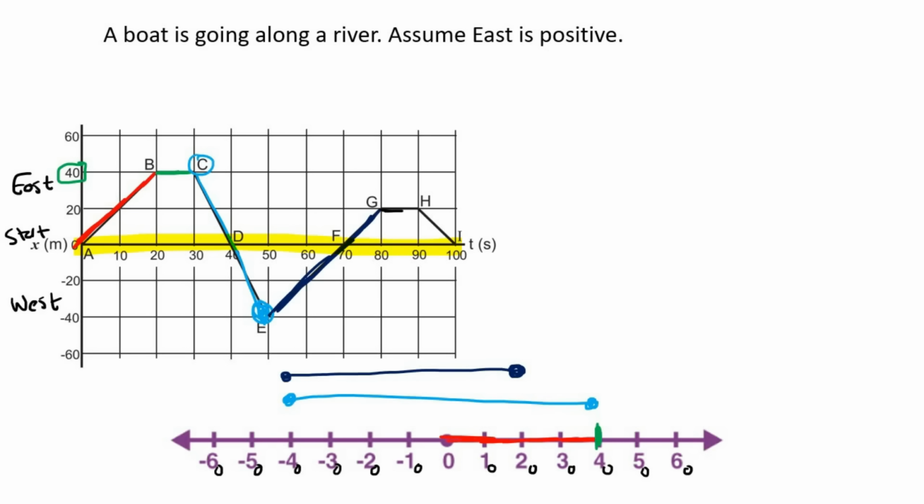Then from 80 to 90, we're just staying at the 20 mark, so that means we won't move over there. And then from H to I, we're just going back to the start position. I'll do that in yellow. So from H to I, we're going back to the starting position like there.